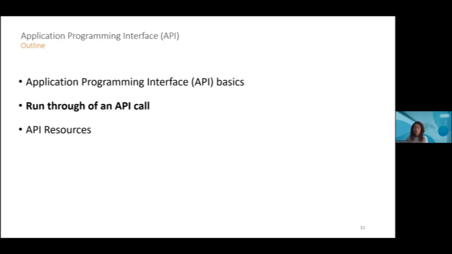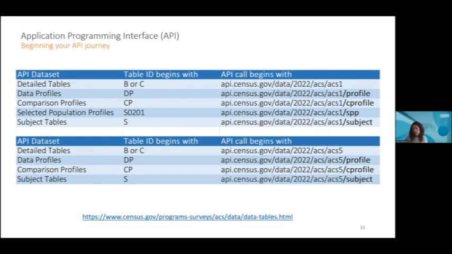These are the ACS data tables that you can find on the API. In data.census.gov, the second column here is what the table ID starts with. For our example today, we're going to be using subject tables from the 5-year estimate. So we're going to be using this here. So after you put the beginning of the call, you're going to put in the variables, the tables, and the geographies you want, but we're going to get there in a second.